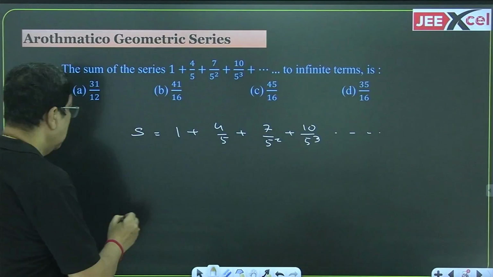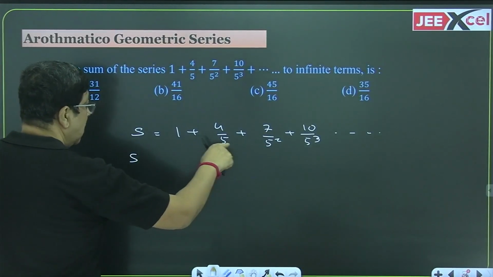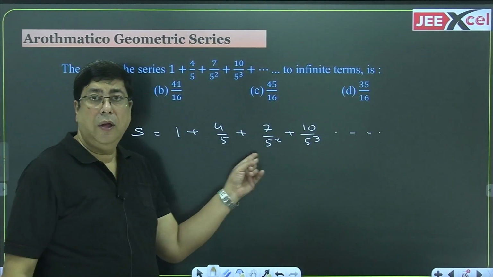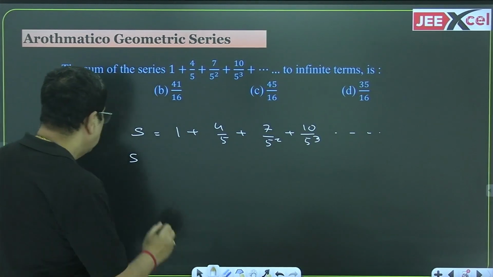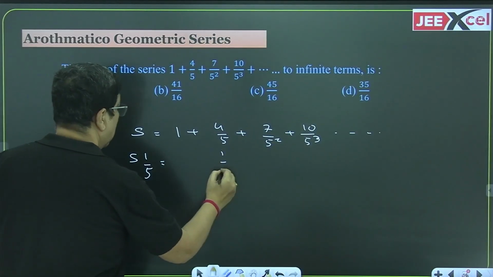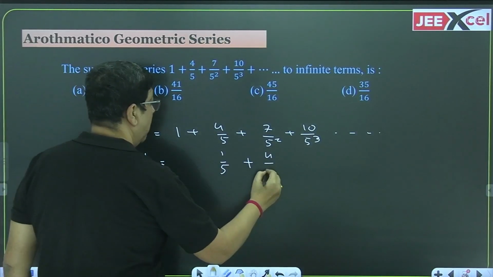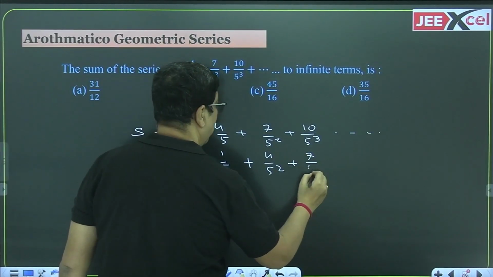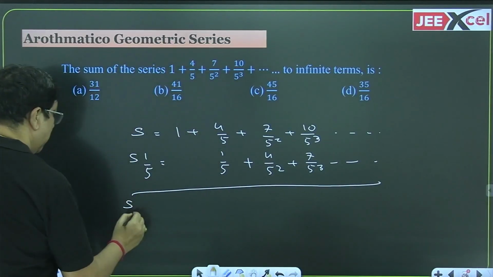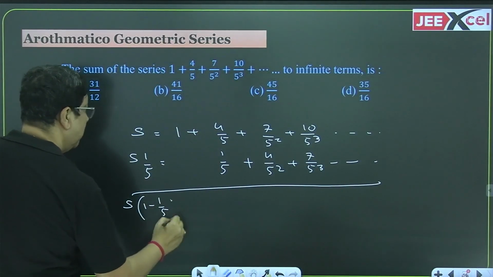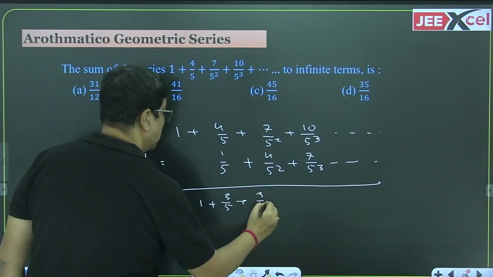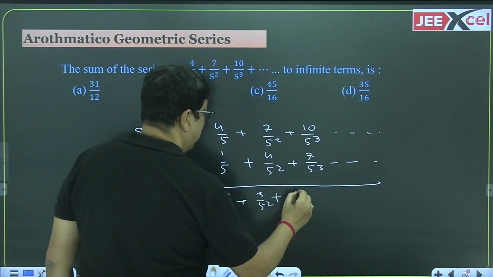Okay. This GP has common ratio 1 by 5. So multiply by the common ratio and shift one term. So S by 5 is 1 by 5 plus 4 by 5 square plus 7 by 5 cube. In this way, if we subtract, we need S. If we subtract, S into 1 minus 1/5 equal to 1 plus 3 by 5 plus 3 by 5 square. See, it will come into a pattern.